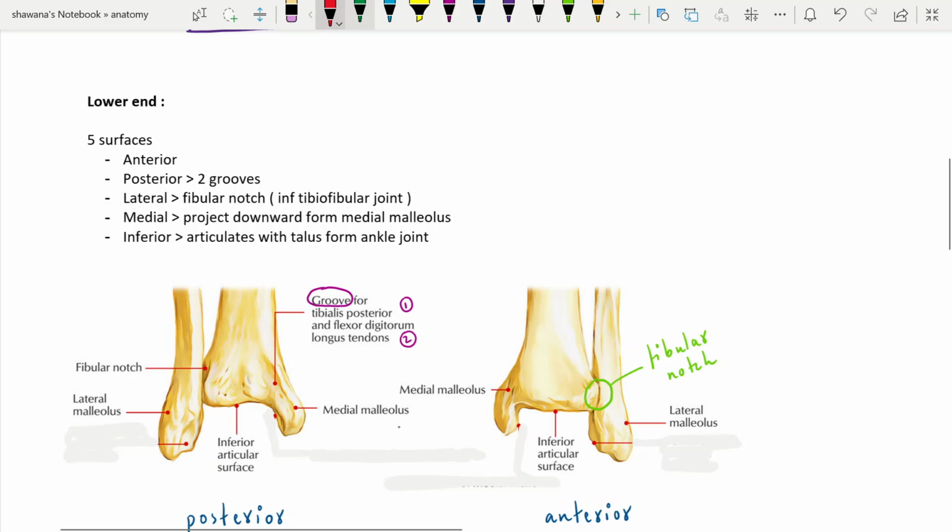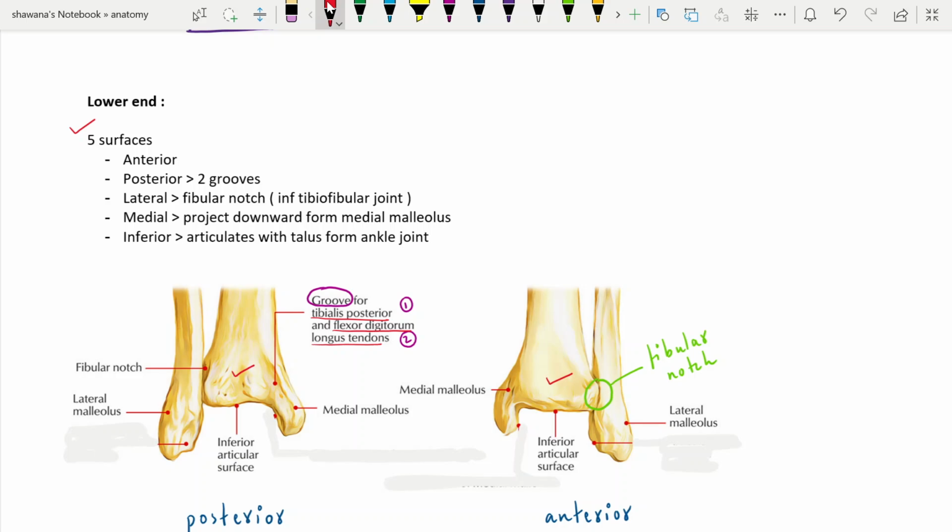The lower end of the tibia contains five surfaces. As you can see, the lower end of the tibia is slightly larger than the upper end. First is the anterior surface, as you can see here. The posterior surface has two grooves: a groove for the tibialis posterior muscle and a groove for the flexor digitorum longus tendons. These two grooves are present on the posterior aspect of the tibia.